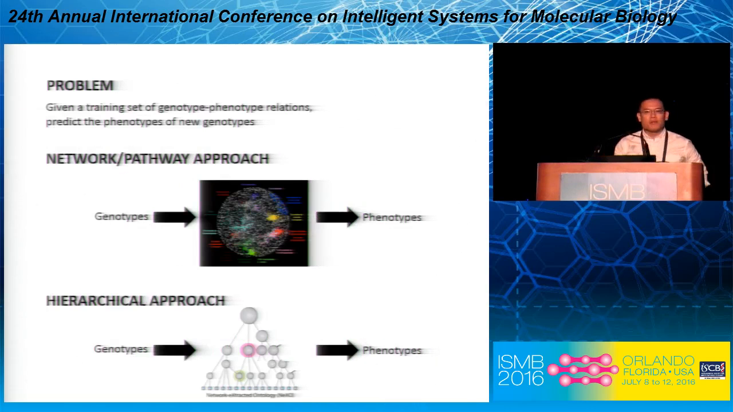The problem that we are interested in is, given some training set of genotype-phenotype relations, can we build a model which will predict the phenotypes of new genotypes? The classical approach, which you might dub the network or pathway approach, does this by taking genotypes and mapping the effect of mutations on genes to alterations in some molecular network of, say, gene-gene similarities or interactions. And then alterations in those networks are mapped onto phenotype.